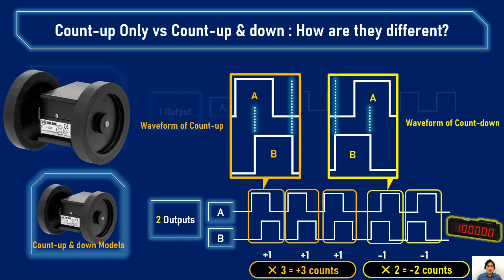When the wheels of CT1 rotate in one direction, waveforms of count up are generated. And when the wheels rotate in the opposite direction, the length sensor generates waveforms of count down.